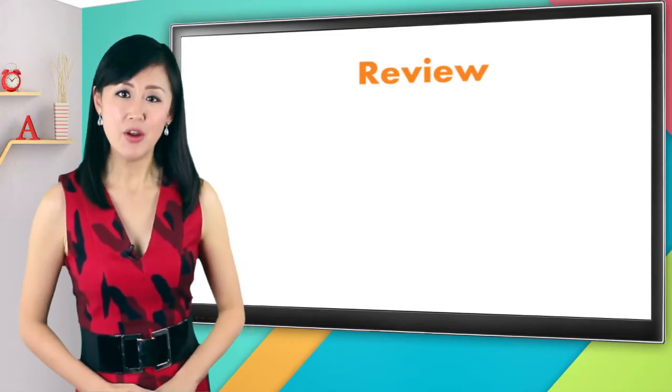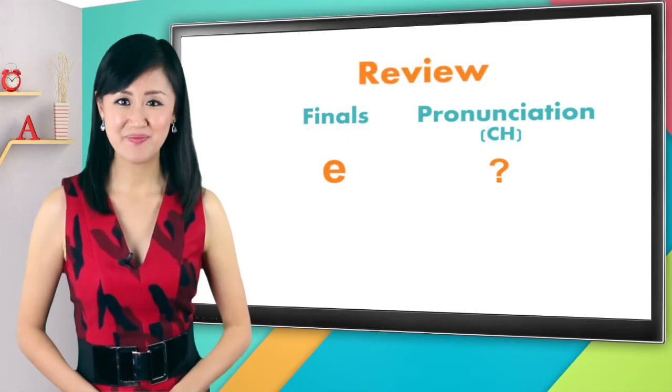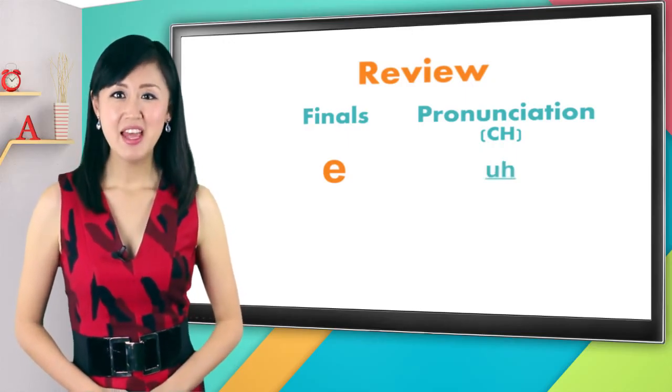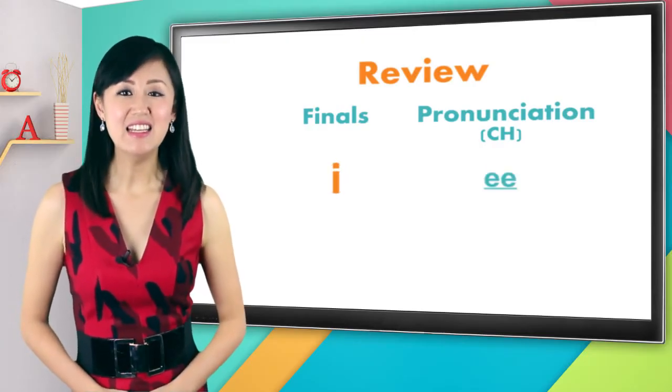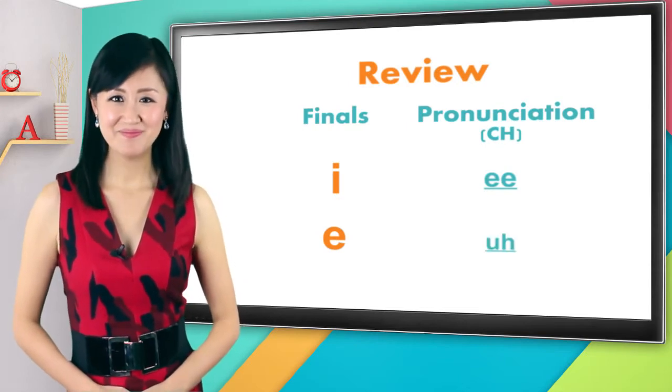Let's do a little review here. What does the pinyin final that's written I actually sound like in Chinese? Yes, it's E. Remember, the English letter I is E, and the English letter E is I. Got it?